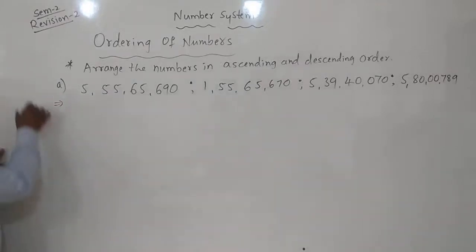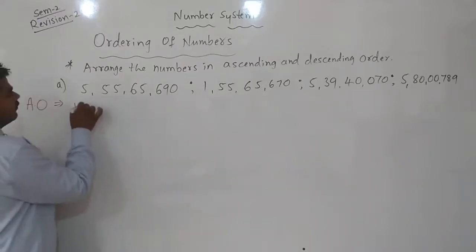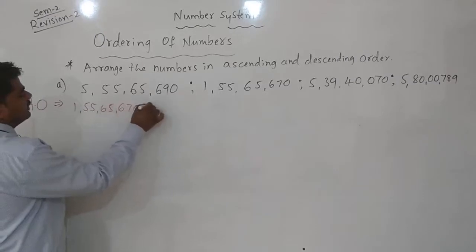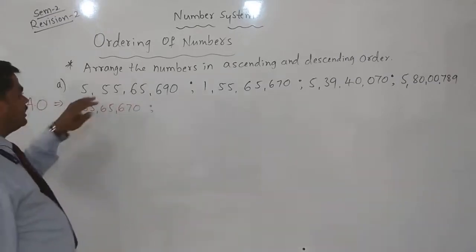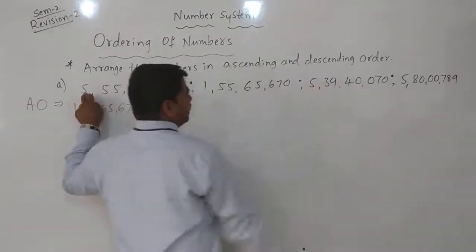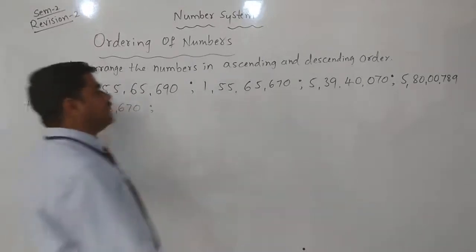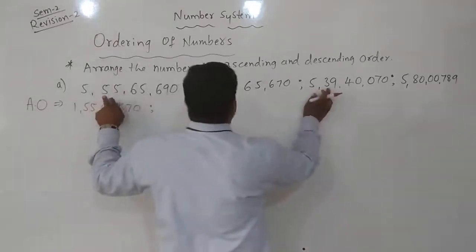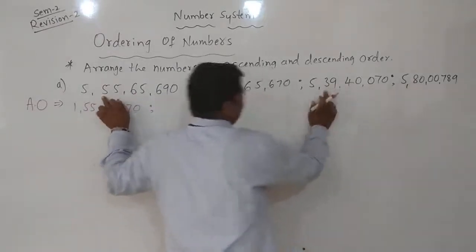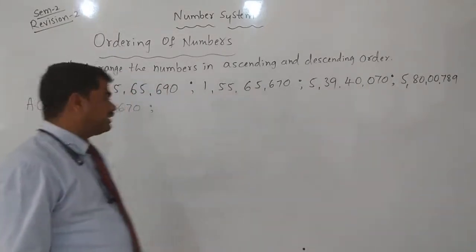Now write the ascending order. AO is ascending order. First 1 crore 55,65,670. Next number, compare with the remaining 3. Here also 5 crore, 5 crore, 5 crore. But if equal, then go with the next digit, that is 10 lakhs. Here 50 lakh, 30 lakh, 80 lakh. Then 30 lakh is the smallest one. Yes or no? Comparing 50, 30, 80, 30 lakh is the smallest one.